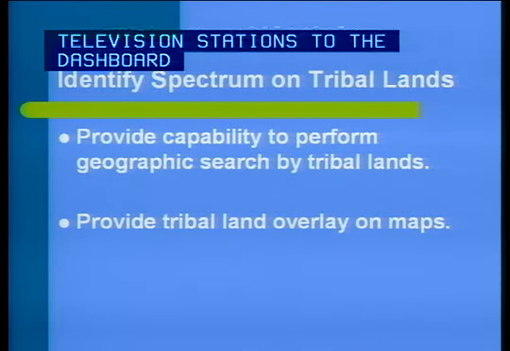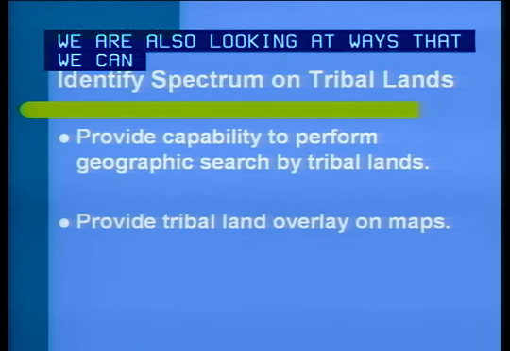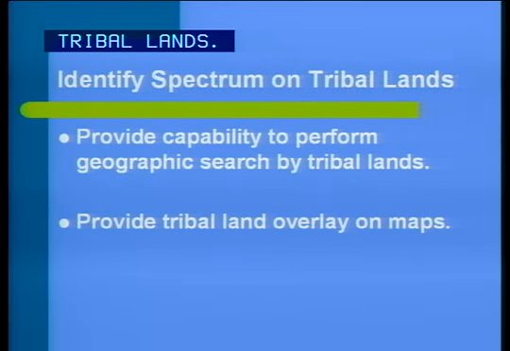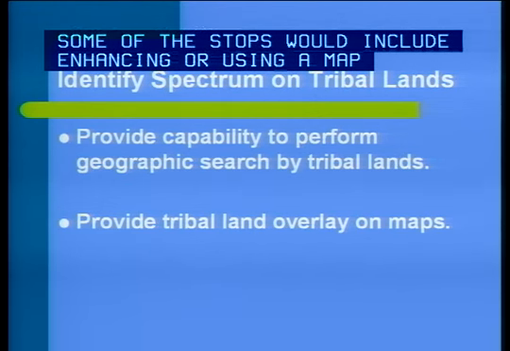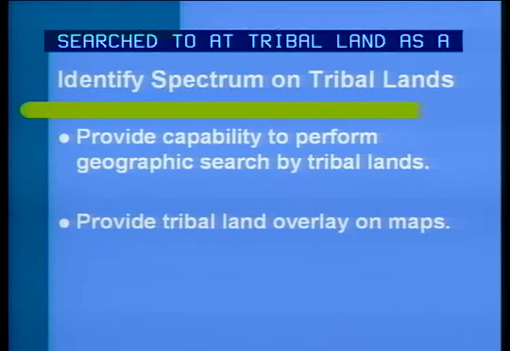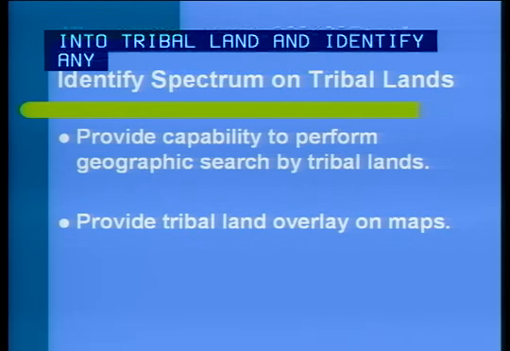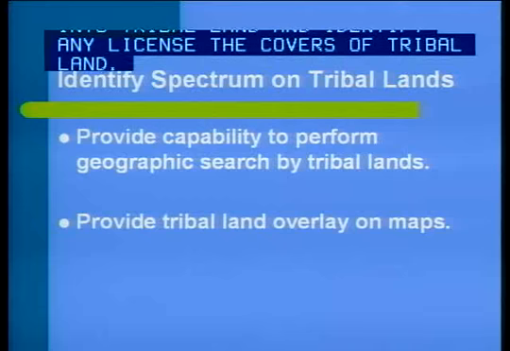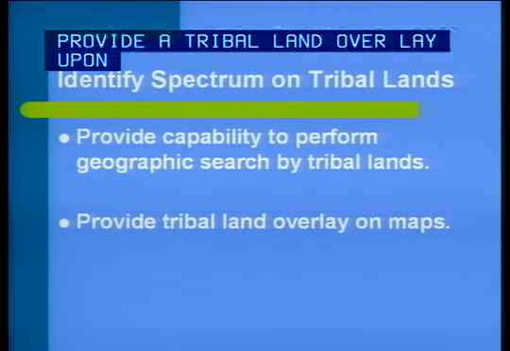We're also looking at ways that we can identify spectrum on tribal lands. Some of our thoughts would include that we would enhance our browse using a map search to add tribal lands as a geographic search criteria. This would allow users to go in, pick a tribal land, and the system would identify any license that covers that tribal land. Another thought is that we would provide a tribal land overlay for maps generated within the dashboard. So you could generate a map and then you could overlay it with a tribal land.